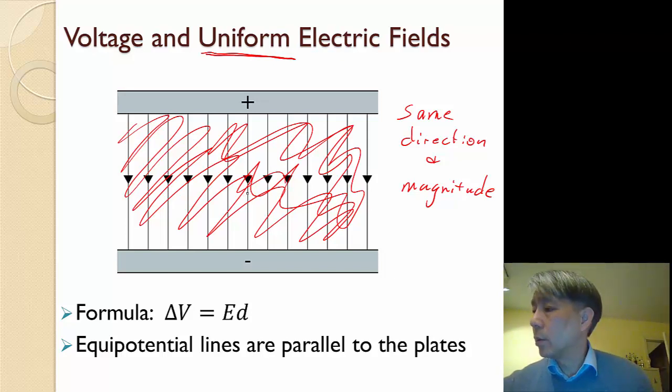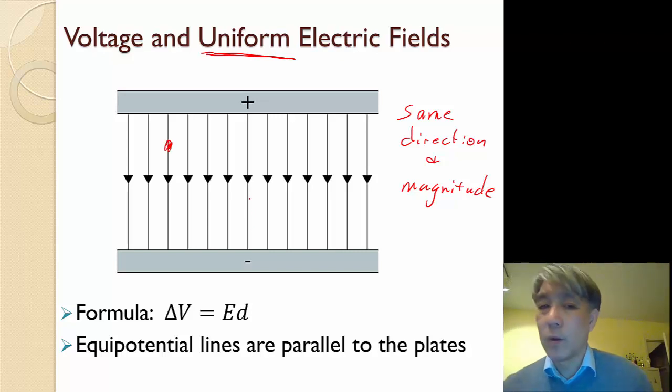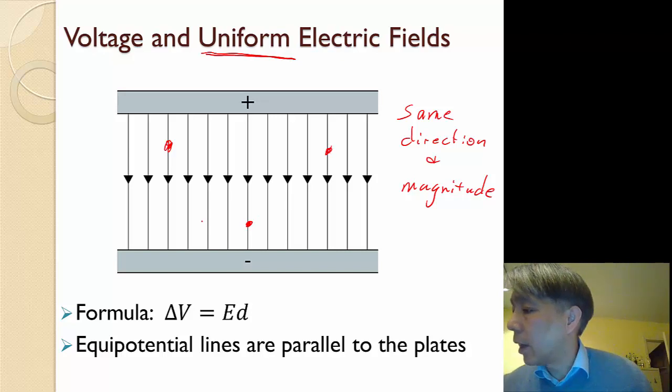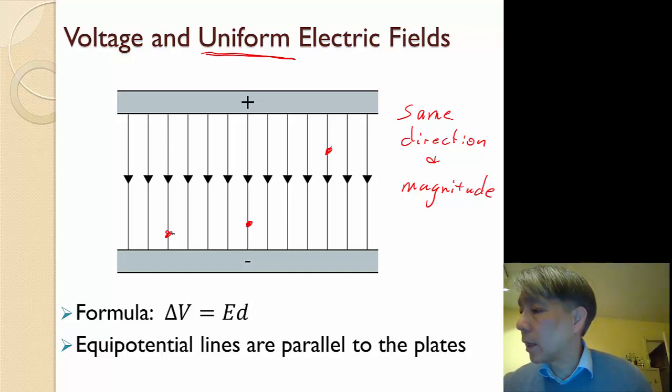So this entire region has the same magnitude and direction associated with the electric field. In other words, this point has the same electric field as this point, as this point, as this point. They're all the same. And as a result of that, my equipotential lines are going to be horizontal, because that's what's perpendicular.